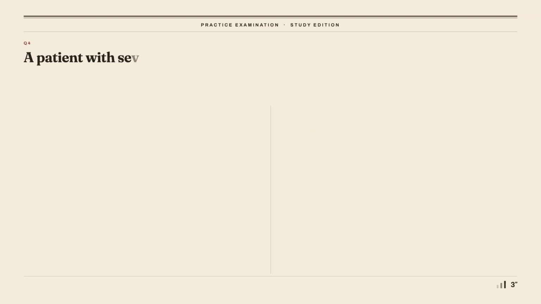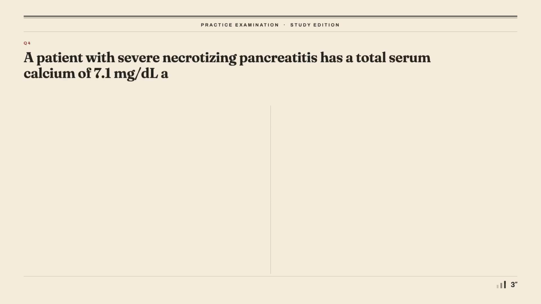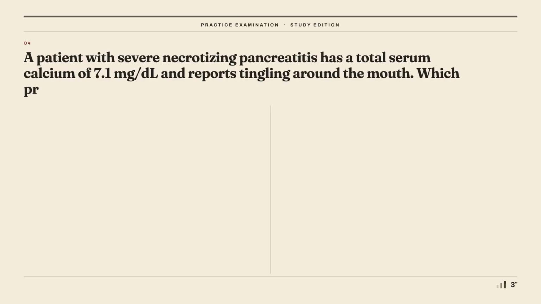Question 4. A patient with severe necrotizing pancreatitis has a total serum calcium of 7.1 mg/dL and reports tingling around the mouth. Which process best accounts for the calcium result?